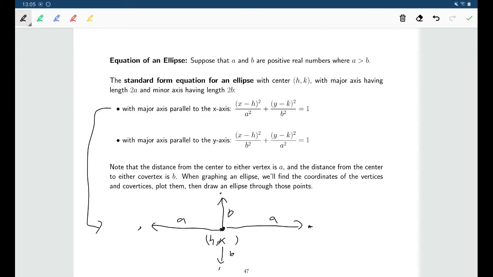So one thing to note here, of course, is that if you are going a units to the right and a units to the left, then for the major axis, the total length from left to right should be a plus a, or 2a. So the major axis has a length of 2a, and similarly for the minor axis, if you're going b units up and b units down from the center, then that's a total distance of 2b. So the minor axis has a length of 2b.